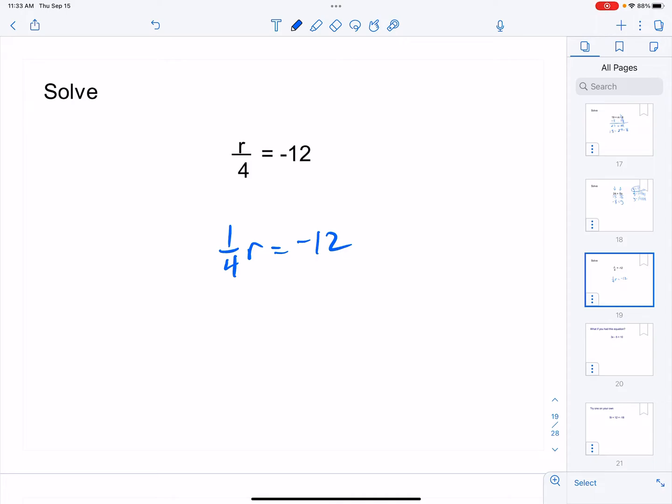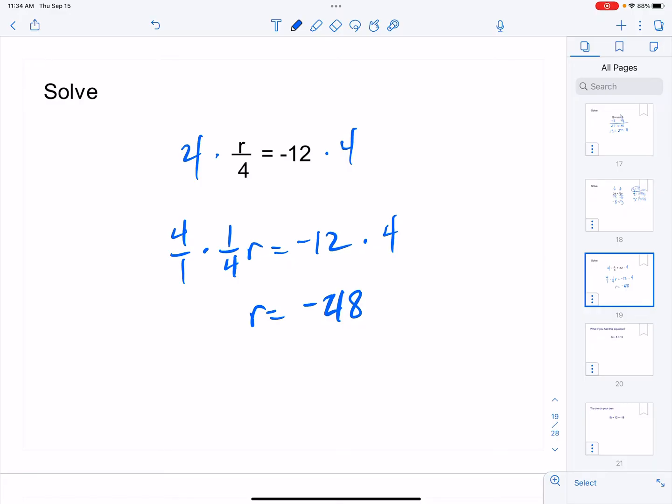Well, I don't want to know about 1/4 of an r. I want to know about a whole r. Okay, so if I've only got 1/4, that means I need to get 4 of those to get a whole one. So if I multiply this by 4 over 1, or up here if I multiply by 4, I'm going to do the same thing on this side. I'm going to multiply by 4, and you end up with r is equal to negative 48. That's all there is to it.